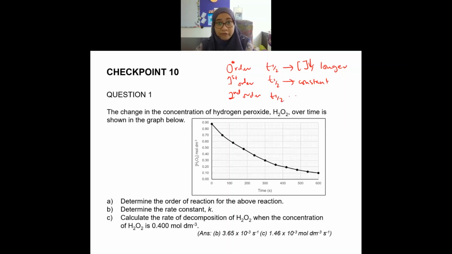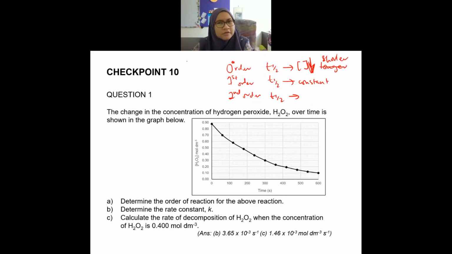Okay, T half would be, let me check again to make sure. I think it is like this. You can always use the formula. Then it is reversed. For zero order, it gets shorter, and for second order, it takes longer. As the concentration decreases, it gets shorter. Is it? Right.